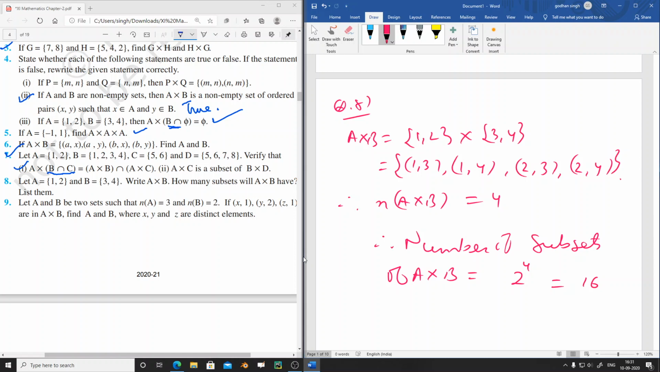So how do we list them? First of all, we write the set with 0 elements, that is the empty set. So the subsets are.